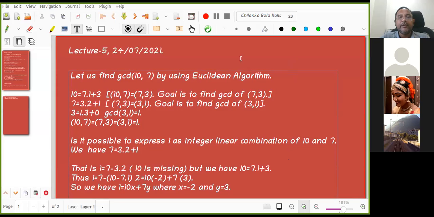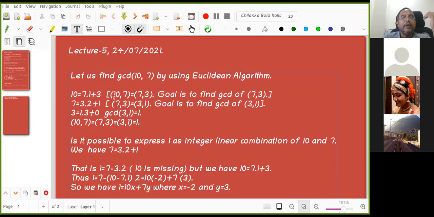Today we are going to discuss some continuation of the GCD thing. In the previous class we discussed the Euclidean algorithm, right? The Euclidean algorithm is used to find the GCD, and not only that, it will give something extra that we will call the extended Euclidean algorithm. Just recall that. For example, I want to find the GCD of 10 and 7 using the Euclidean algorithm.